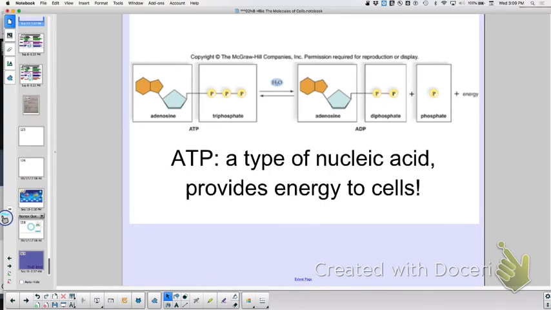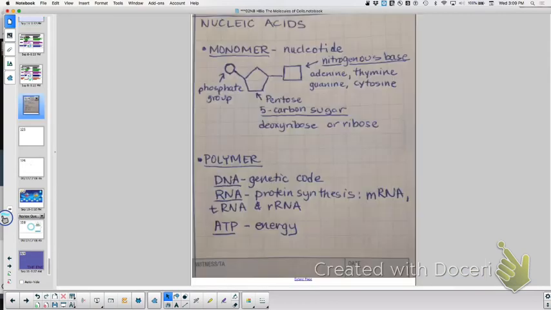And I have really good review questions for you to do embedded in here. But before I do that, let's do this. Here's the monomer. Phosphate, sugar, base, and I listed off bases there. What do I not have right here? Uracil. Oh, whoops, sorry. And that's found where? RNA. Okay. And then I talked about the polymers and then ATP.